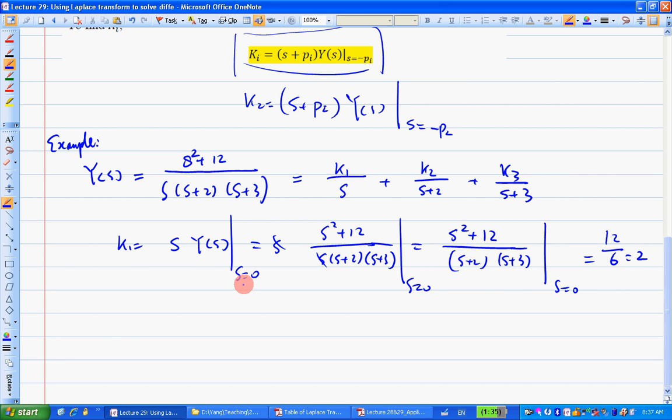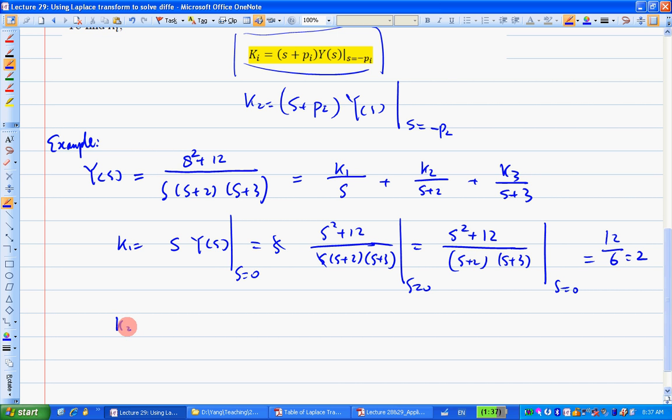Now you've got to be careful though. You don't plug in this s equal to 0 right away. You plug in s equal to 0 after this s got cancelled. The reason you cancel this s is that if you don't cancel the s and you plug s equal to 0 here, you get infinity, right?